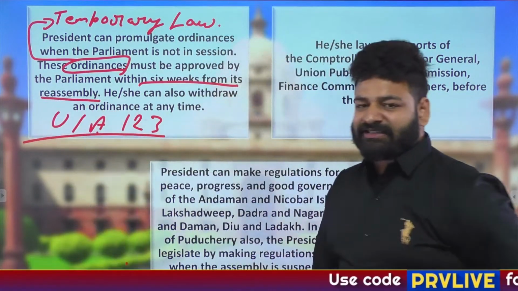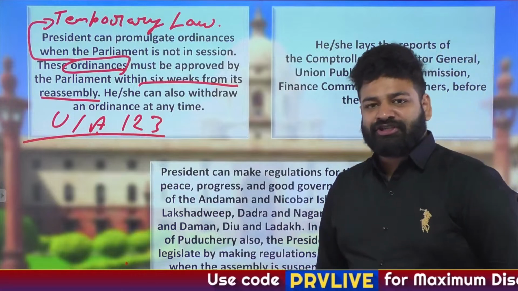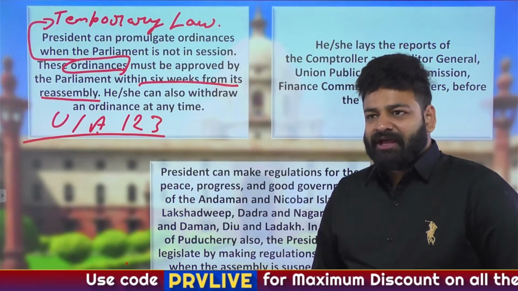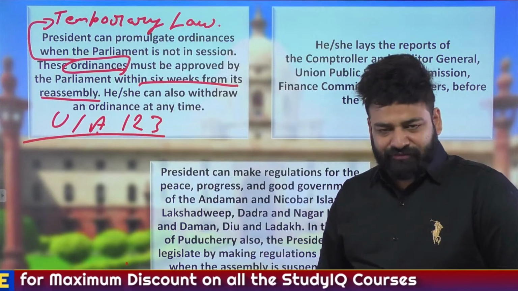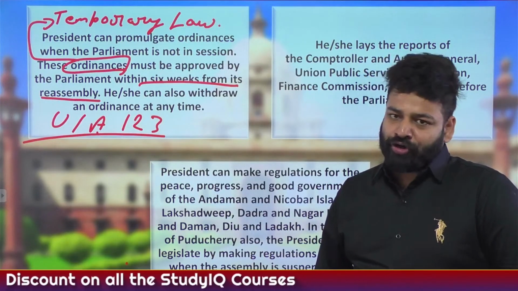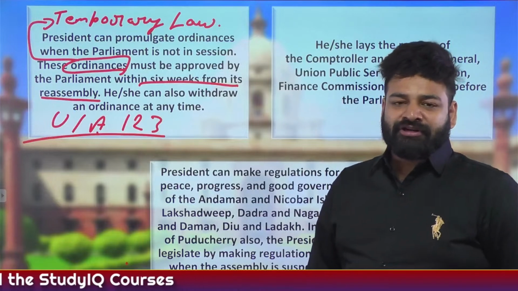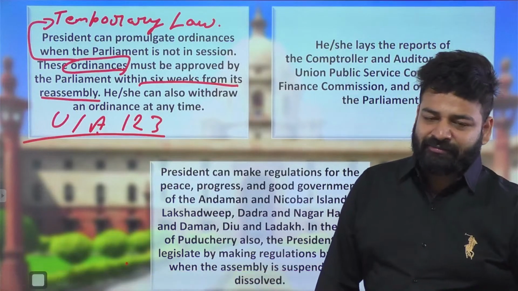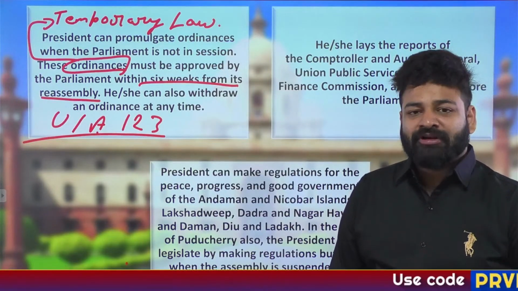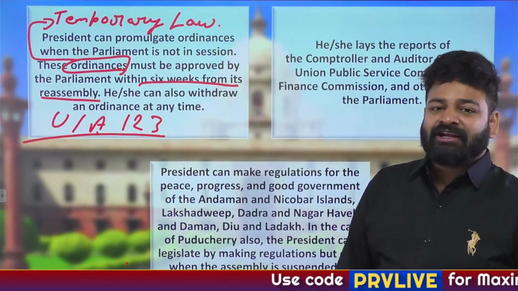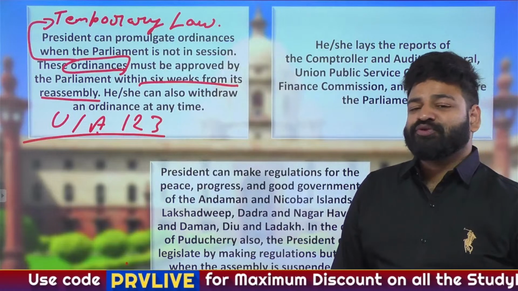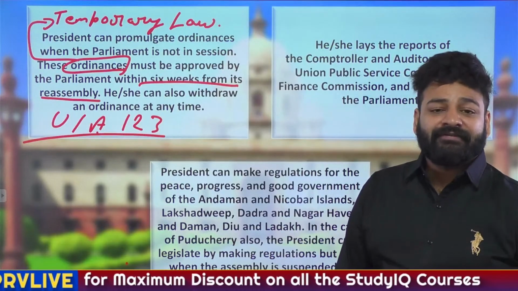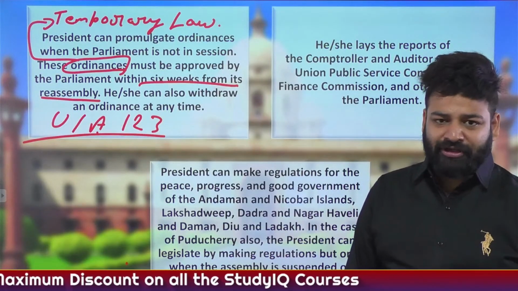So let's say today Parliament is not in session. Today the date is 10th of April. And today we have a situation for which we do not have any specific law. Then today, on 10th of April 2025, the President can promulgate an ordinance that shall continue to be in effect till 6 weeks from the first day of the reassembly of the Parliament.